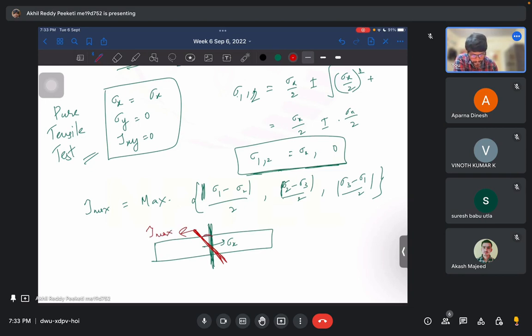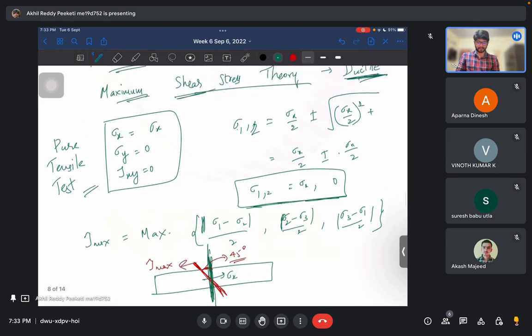So if you are doing a uniaxial tension, the plane in which normal stress would be maximum is the plane perpendicular to the axial loading direction. This plane, I will put it in green. Yes, this plane. And shear would be maximum in the 45-degree plane.